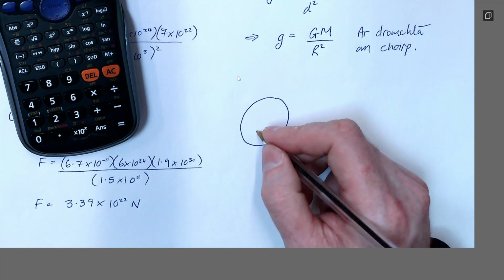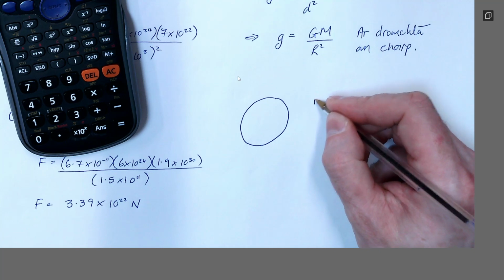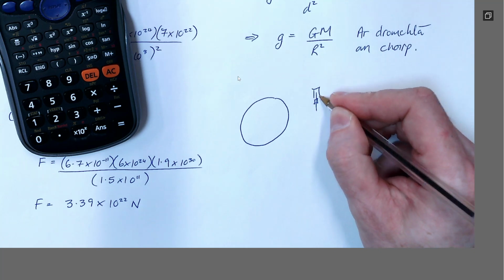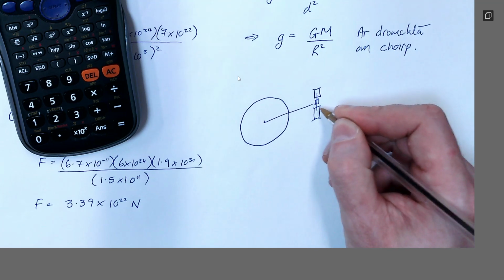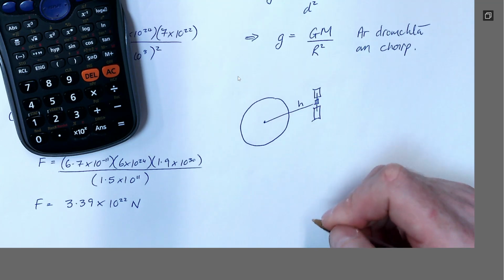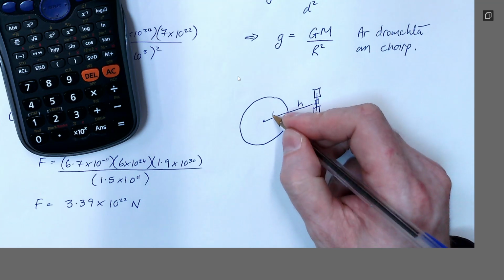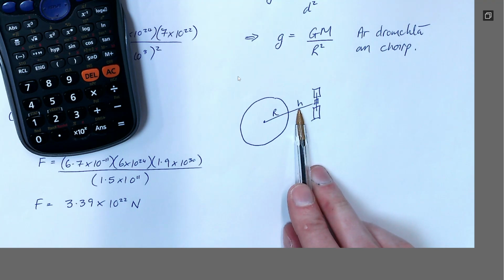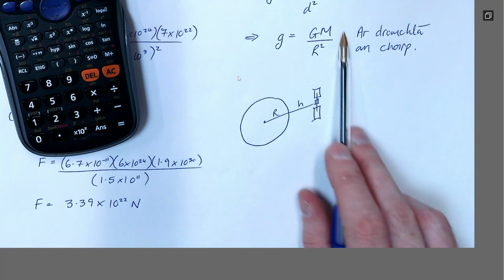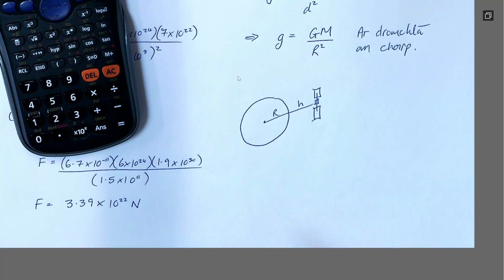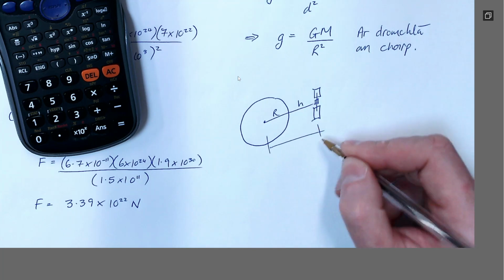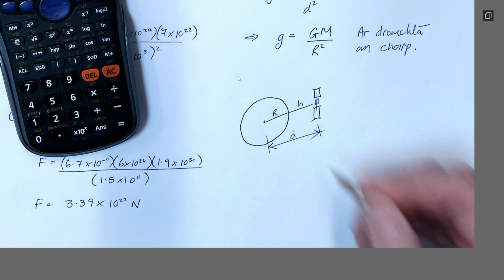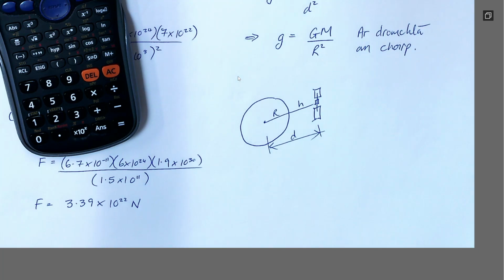So take a satellite or the International Space Station. Here the radius R is the radius of the Earth and H is the height. So in your formula, D is the distance between the two point masses.